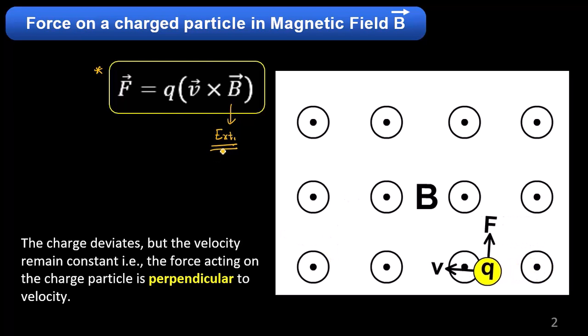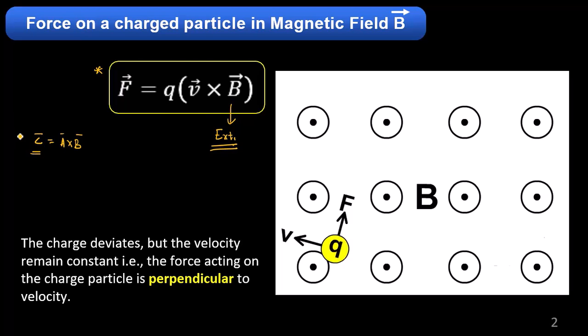In the presence of an external magnetic field, once I place a charged particle, and if the charged particle is moving, only then will it feel the force. Since it is a cross product, the direction of the force vector should always be perpendicular to both v and B. If there is a C vector which is A vector cross B vector, then C is perpendicular to both A and B. Similarly here, the force is perpendicular to both v and B.